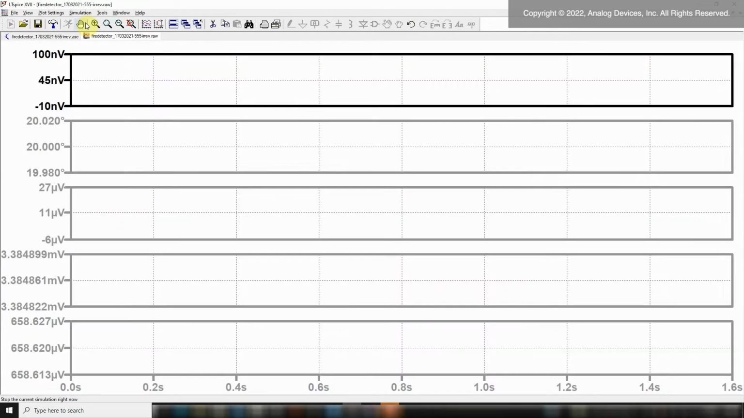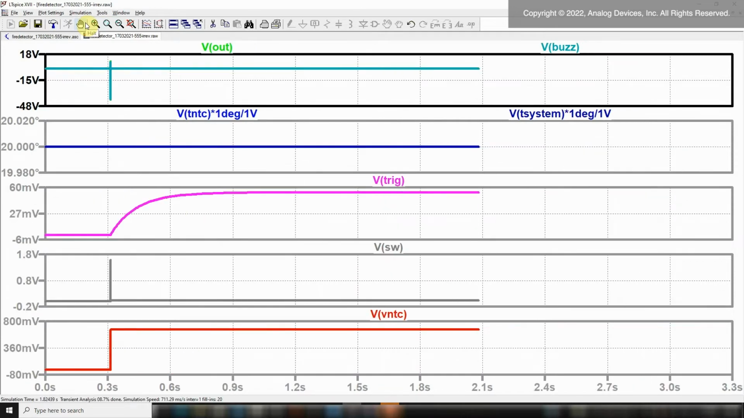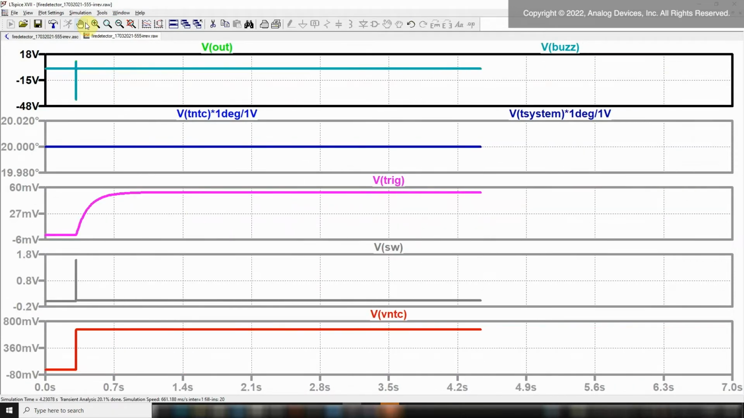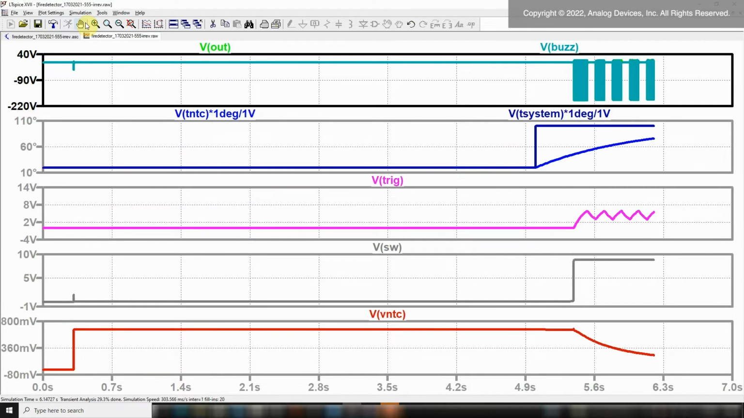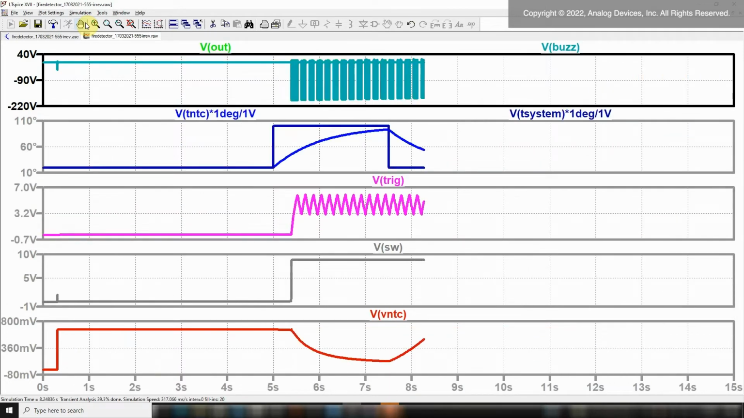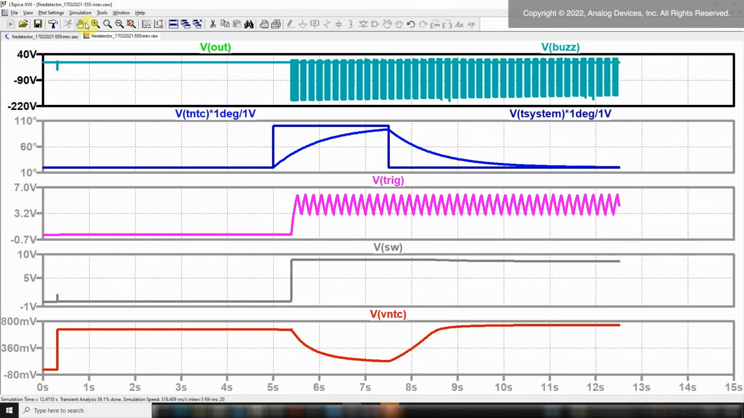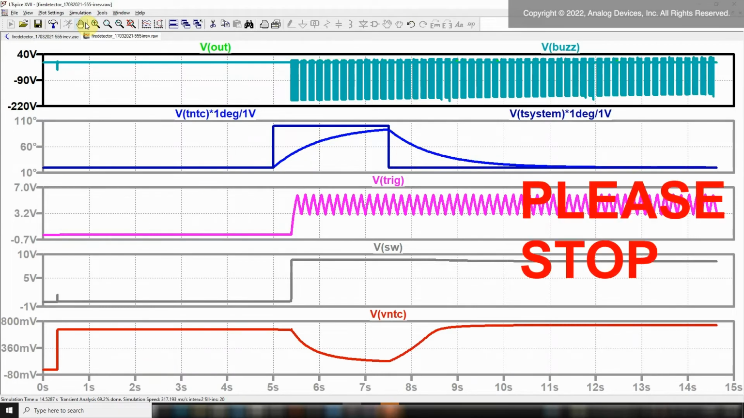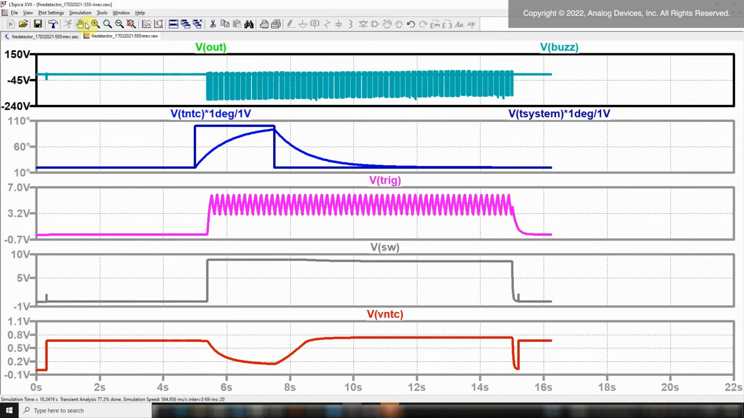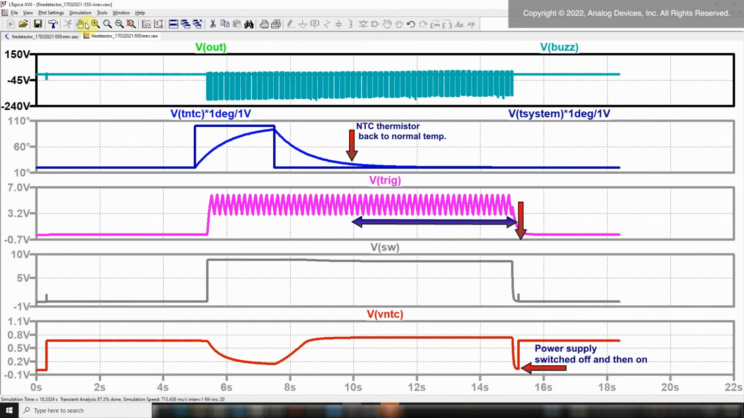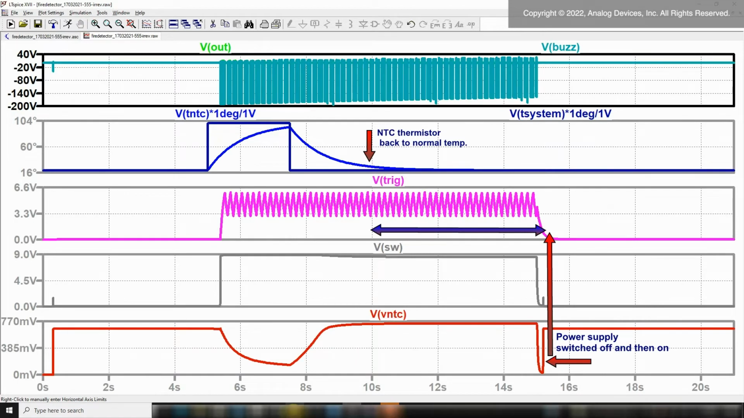The detector is switched on. The temperature increases now. So we see effectively that the alarm stops only when we switch off the power supply, long after the thermistor is back to ambient.